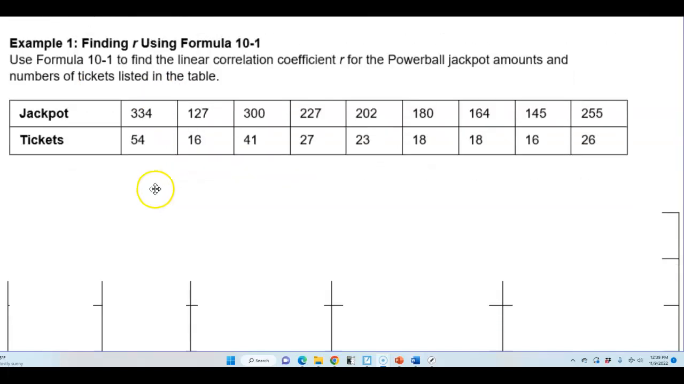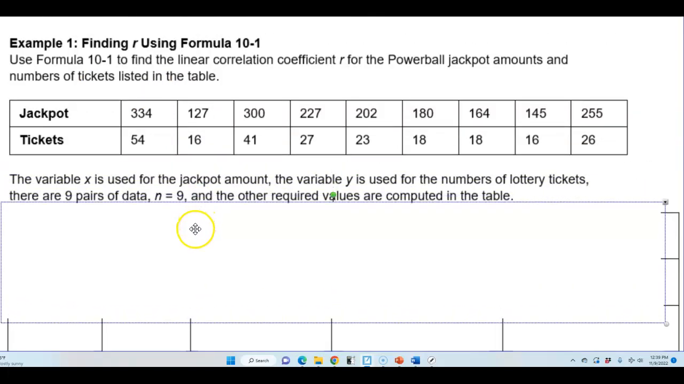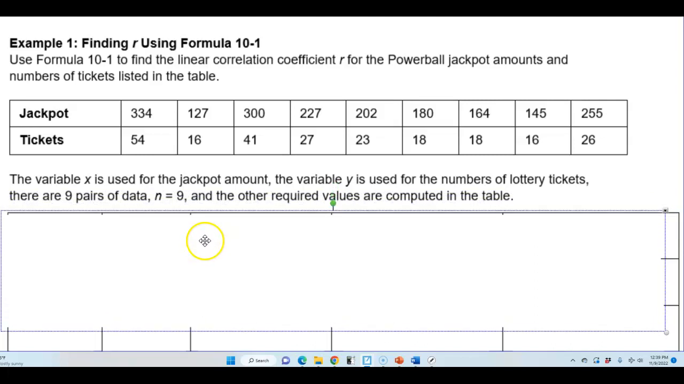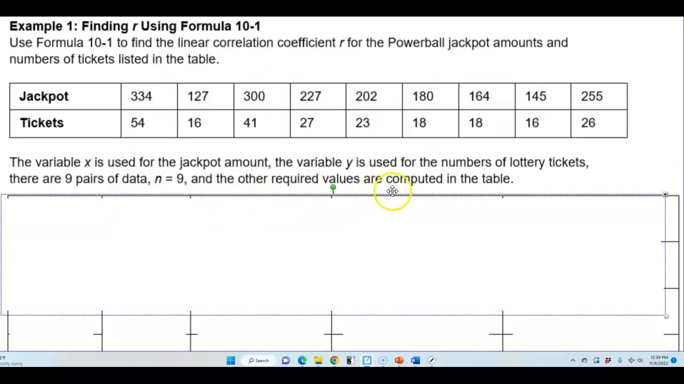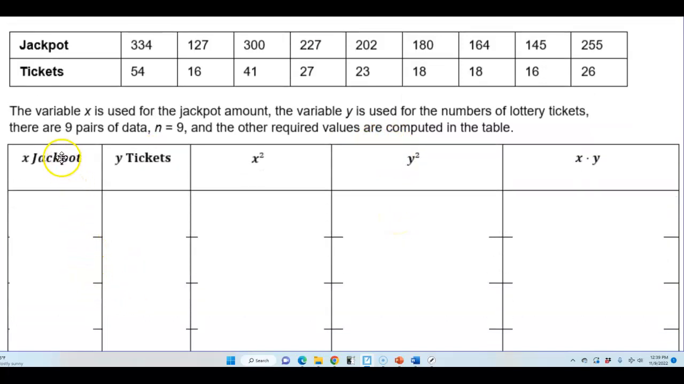So again, using this table, we're going to do the following. The variable x is used for the jackpot amount. The variable y is used for the number of lottery tickets, and there are 9 total pairs of data, so n is equal to 9. The other required values are computed in the table. The first thing we're going to do is take a look at the first column.